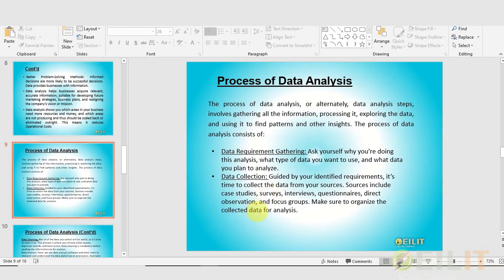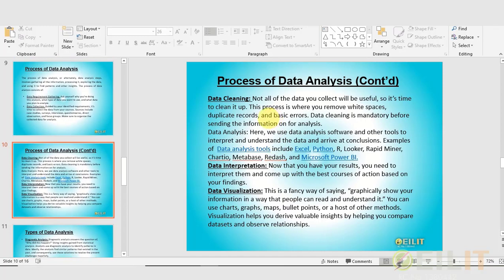Can the sources be case studies? Could it be surveys? Could it be interviews or questionnaires, or direct observations? Could it be a particular focus group? So you see, these are the processes: first, gathering the required data, then data collection, and the third one is the cleaning of the data. Cleaning of the data is where you are trying to find out that there are white spaces, duplicates, or missing data. You are trying to clean the data and make sure that the quality of the data is okay for your analysis.